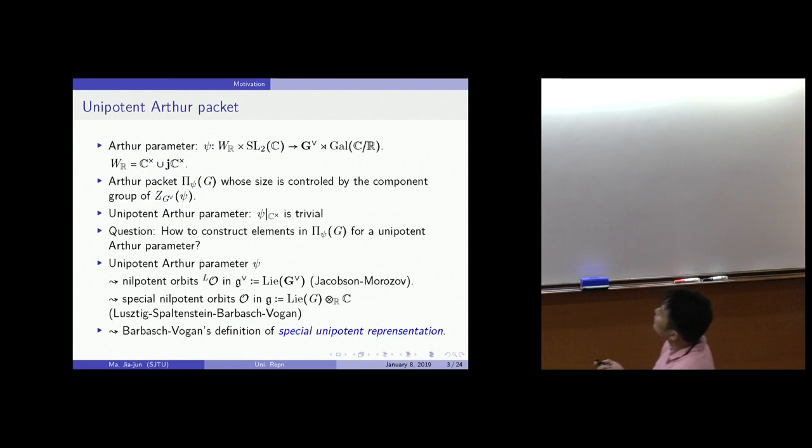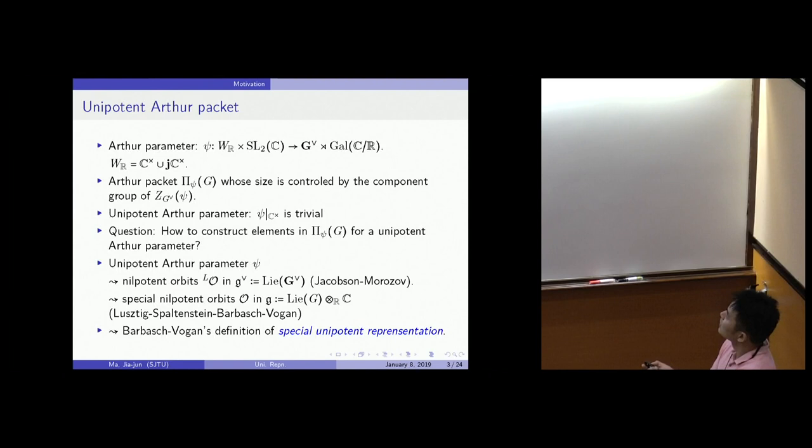Then Barbasch-Vogan gave a very precise definition of special unipotent representations, with the starting point being a special nilpotent orbit. So we would like to study these special unipotent representations.